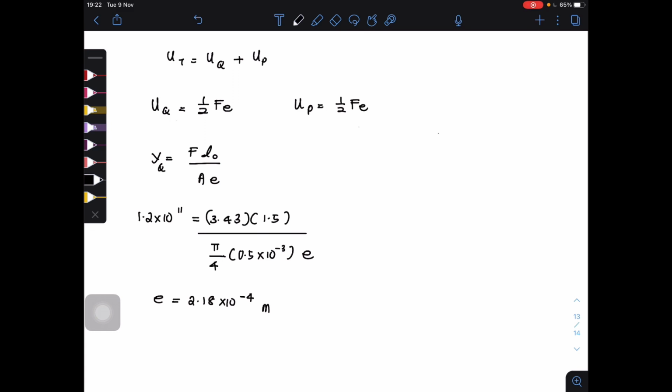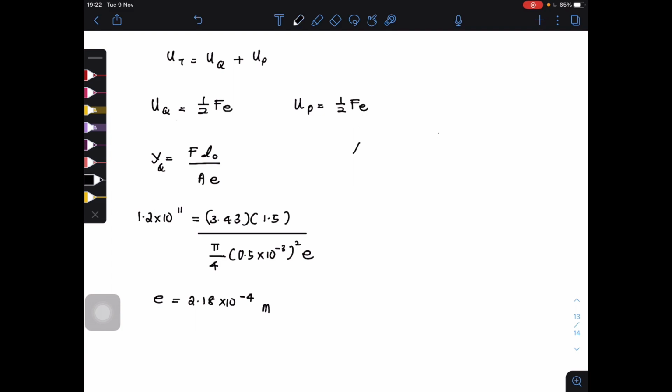Okay, don't forget the square here. Sorry, I forgot to put the square. Okay, so it will be equal to 2.18 exponent -4 meter. So this one adalah untuk YQ.